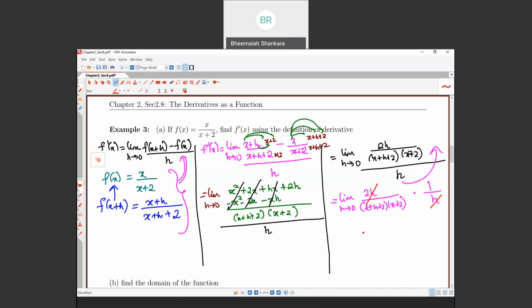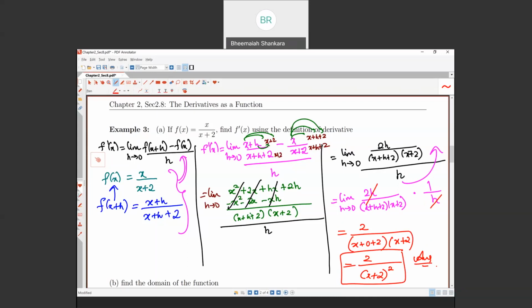And now you have 2 divided by x plus 0 plus 2, h is 0, and again x plus 2. So you have 2 divided by x plus 2 twice, so you write it as x plus 2 squared. And this is our final answer.